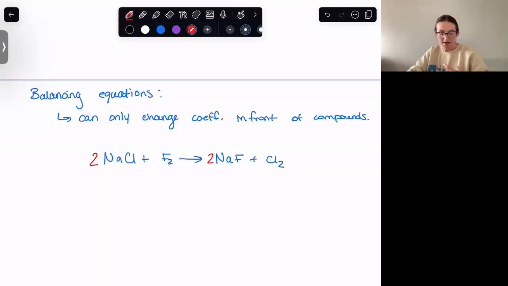Now I know that my sodium and my chlorine are both balanced. Let me check my fluorines. I have 2 fluorines on the left-hand side. That 2 that I put in front of my sodium fluoride now makes 2 fluorines as well. So now everything is balanced. So our balanced equation here is going to be 2, 1, 2, 1.